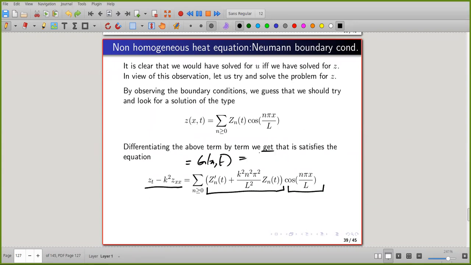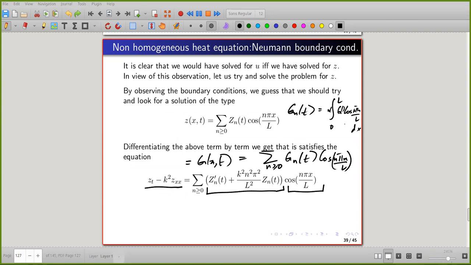But now we can write the Fourier cosine series of g of x comma t. We write it as g_n(t) times cos n pi x by L, where g_n(t) is the integral from 0 to L with the correct coefficient of g times cos n pi x by L dx. We just integrate out the x, so what remains is going to be a function of t.